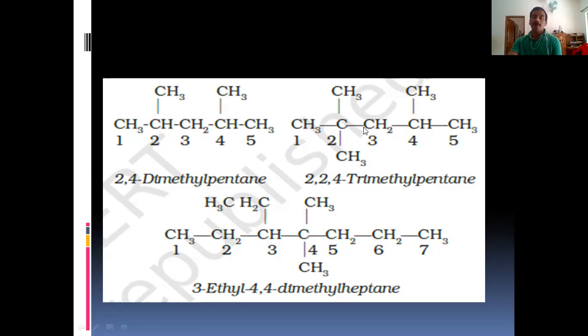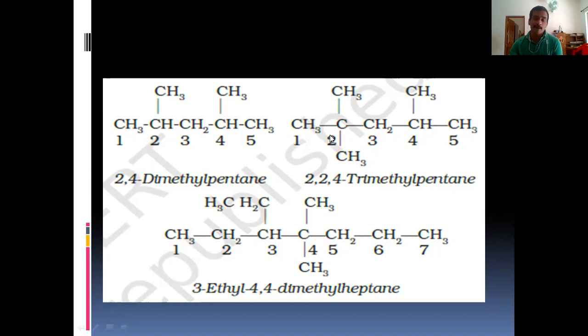When you come to the next compound, CH3, C, CH3, CH3, CH2, CH, CH3, CH3. Sorry, CH, CH3, CH3, okay. So in this compound, here there is a CH3 group, and in the second carbon atom there are 2 CH3 groups. Here you have to number from this side. Why? Because there are 2 substituents in the second carbon atom.